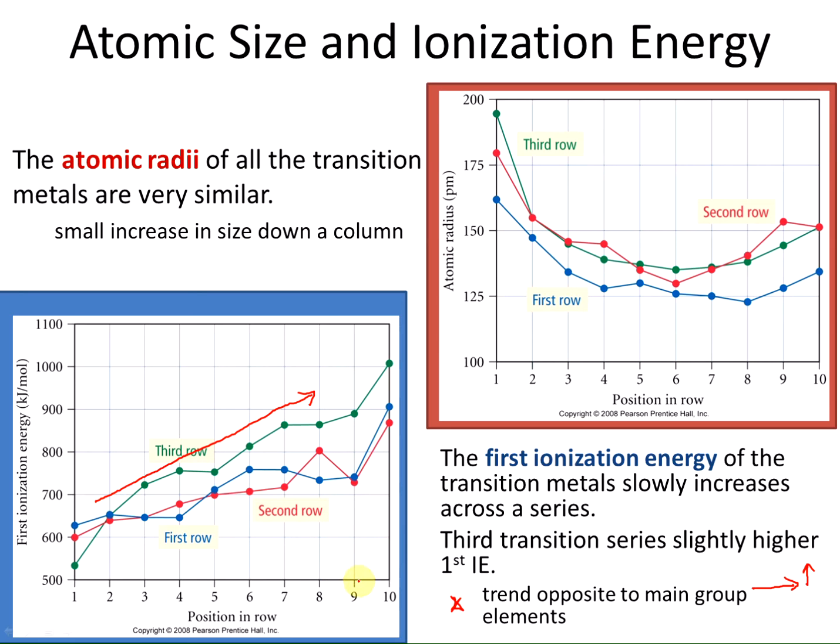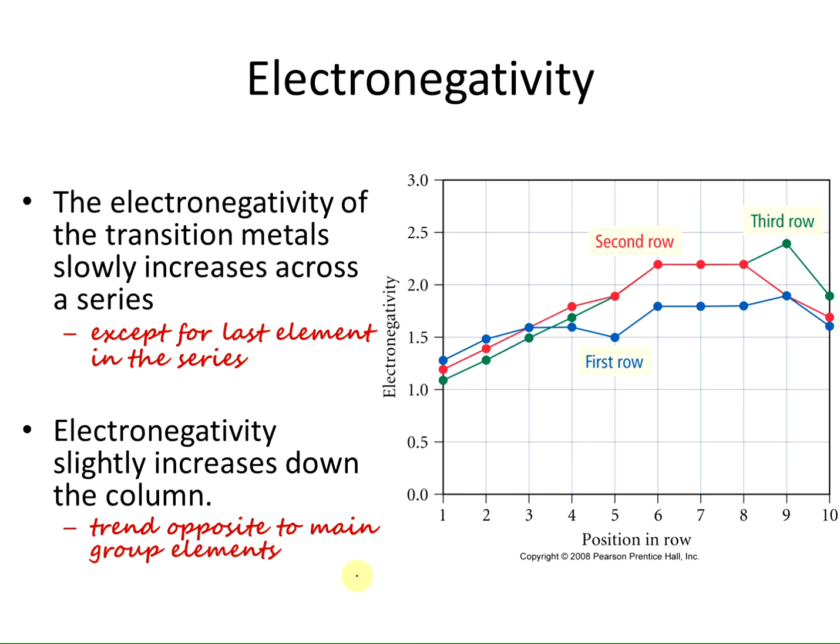And for electronegativity, the electronegativity of the transition metals slowly increases across a series, except for this last element. So here we have like zinc. So zinc would be right here with this blue atom. So that last column of elements in the transition metals, so actually in the D block, they have a slightly lower electronegativity value. And if you'll remember from our trends from Chem 1A, whoops, that's a bad drawing of a periodic table.